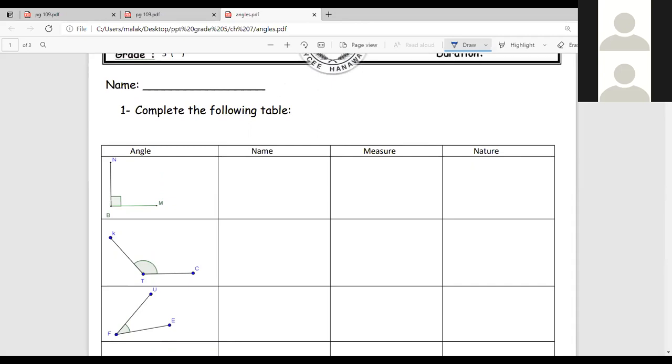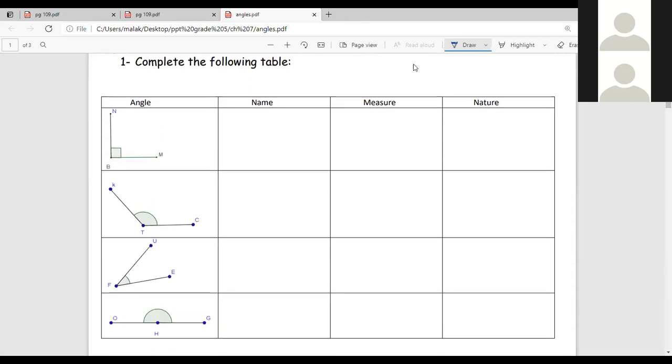In exercise 1, we will complete the table given below. Here we have 3 boxes. We will name the angle, we will measure it, and we will find its nature. When I say name, you have to name it by using 3 letters, like NBM, for example. When I say measure, you have to use a protractor to measure it, exactly how much. When I say nature, it means is it acute, obtuse, straight, or right. Let's start.